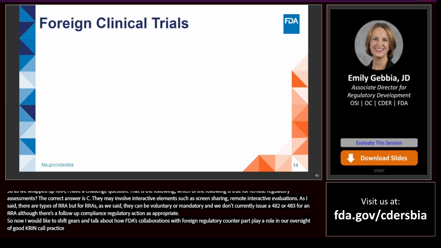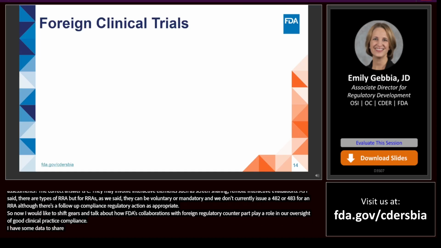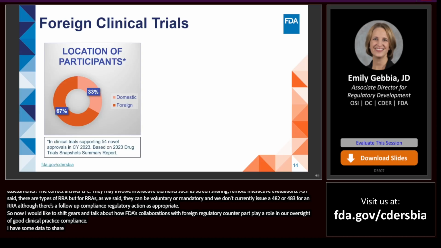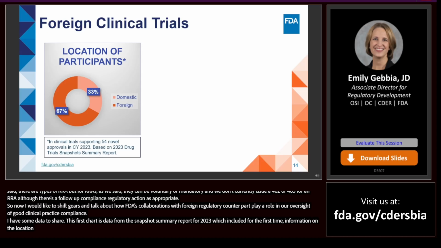As I promised at the beginning, I do have some data to share about the location of clinical trial participants in studies submitted to CDER in support of marketing applications. This first chart shows data from FDA's Drug Trials Snapshot Summary Report for 2023, which included for the first time information on the location of study participants.